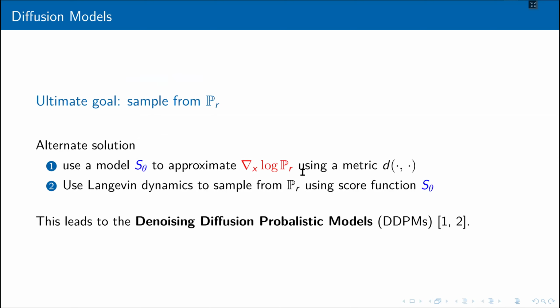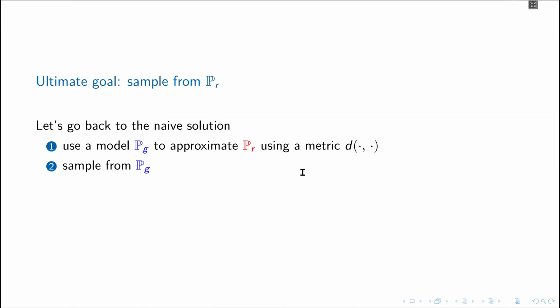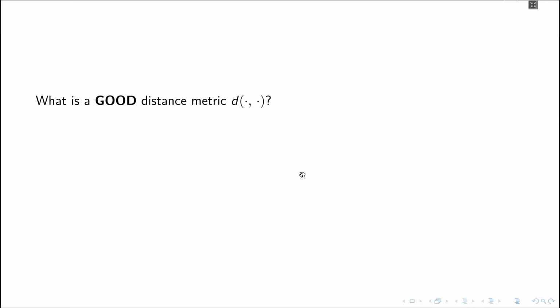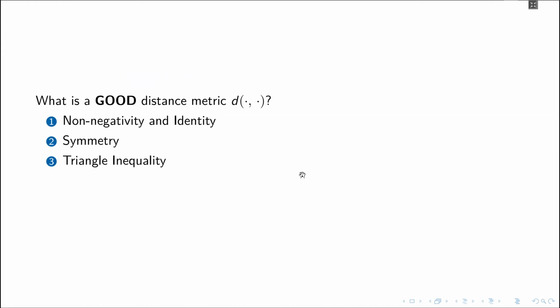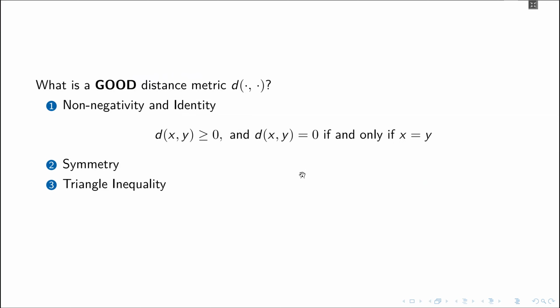Let's go back to the most naive solution. We are using PG to approximate PR, and then we can sample from PG. And there is a key problem. We have to know what is a good distance. Usually, a good distance has three properties. The first is non-negativity and identity. It means that distance has to be non-negative. If distance is negative, it can be strange. And if the distance is equal to 0, it means x is equal to y. And if x is equal to y, the distance must be 0.